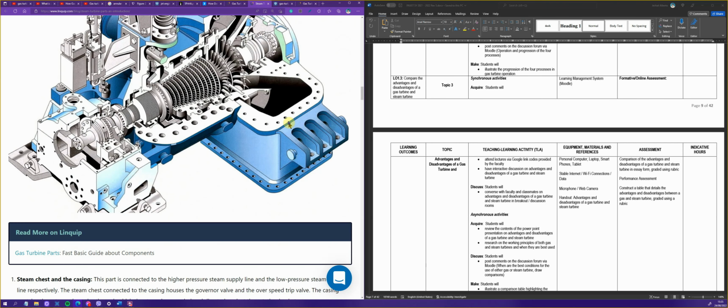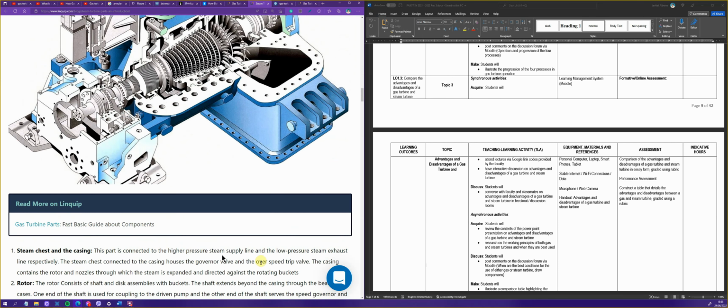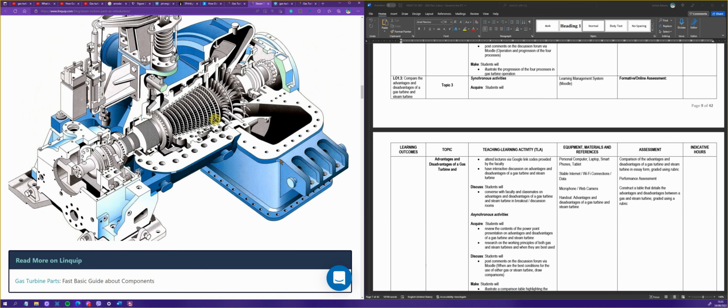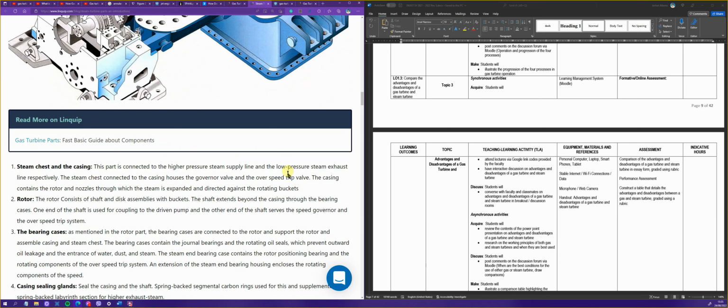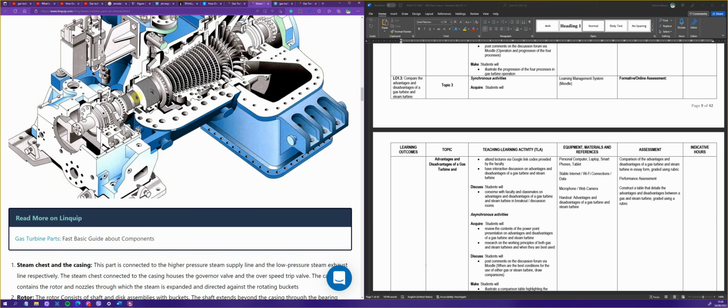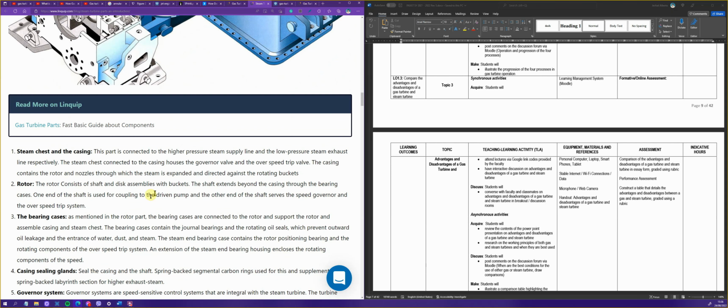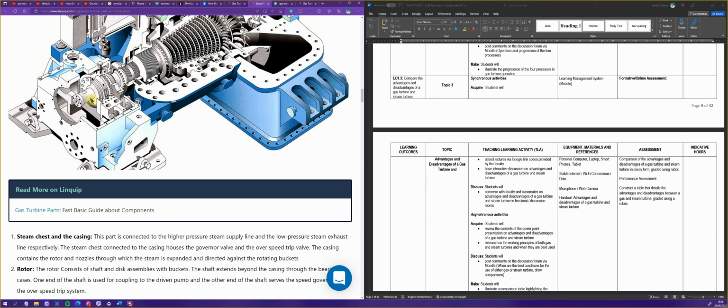So, let's go to the parts. So, yung steam chest and casing. So, dito nakakabit yung supply. Supply mo ng steam. It also houses your turbine, saka yung ibang parts niya. So, yan, you have a rotor. Ito yung umiikot. Bearing cases, ito yung lalagyanan mo ng mga bearing kasi dahil umiikot yan, kailangan smooth. So, itong bearing cases mo, nakakabit yan sa shaft.